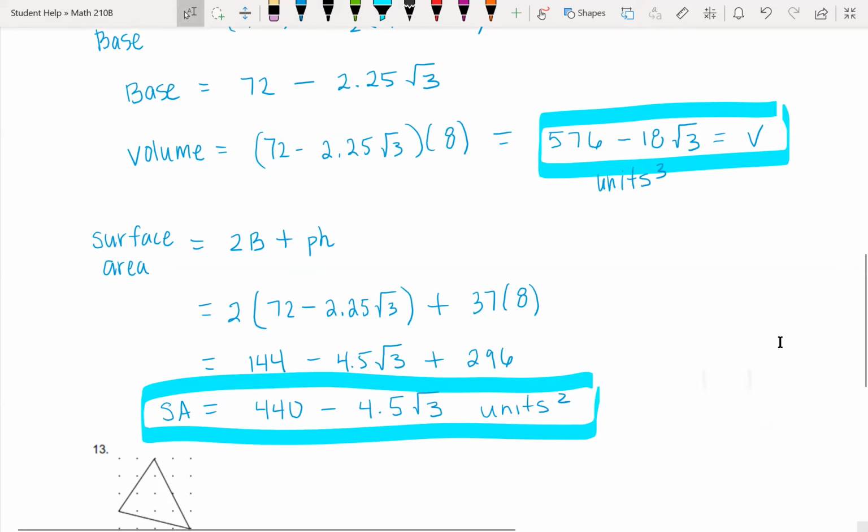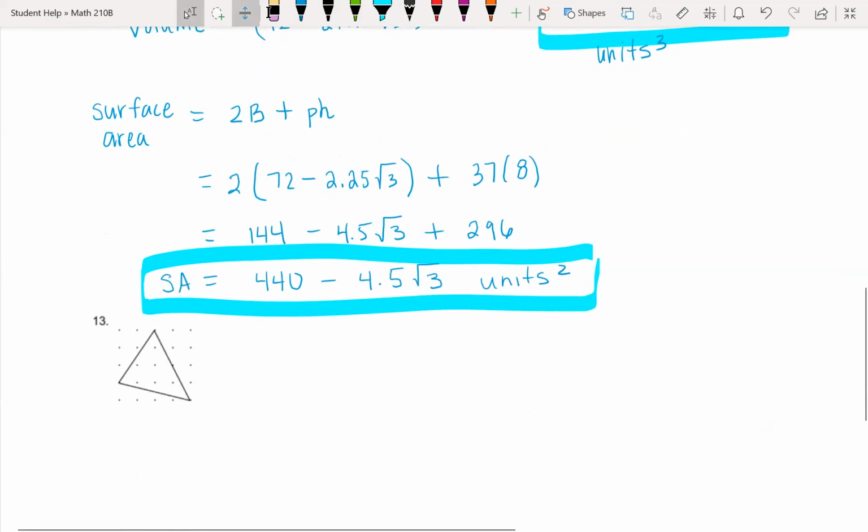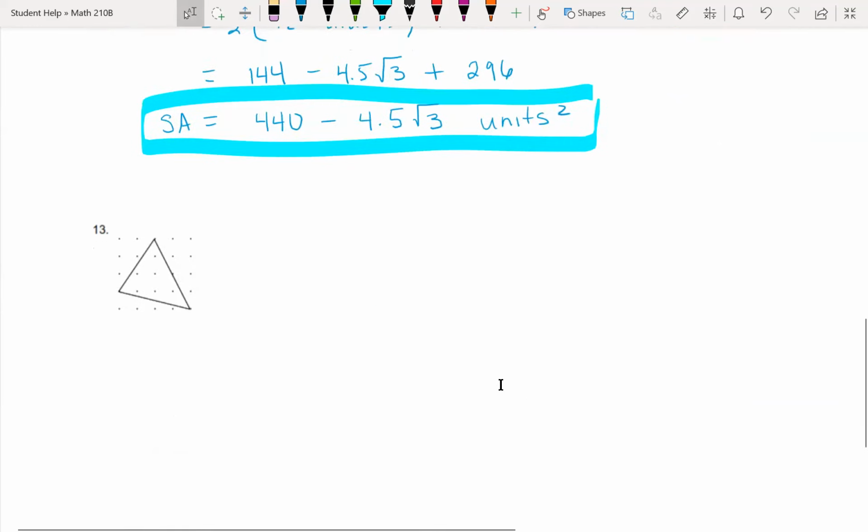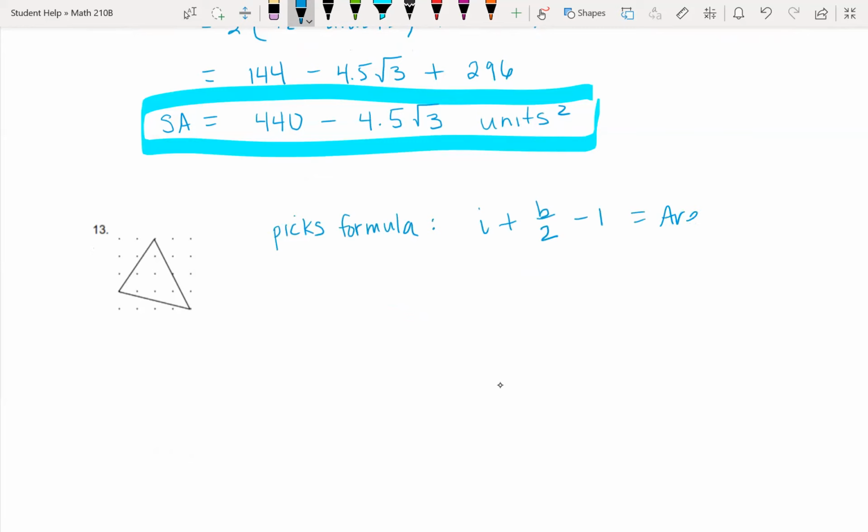Okay, let's do one more example. This is something that we did quite a while ago. I just kind of wanted to remind you guys about it. We used Pick's formula to solve these problems. Pick's formula was looking at the number of interior points plus the boundary points divided by 2 minus 1, and that gave us the area.